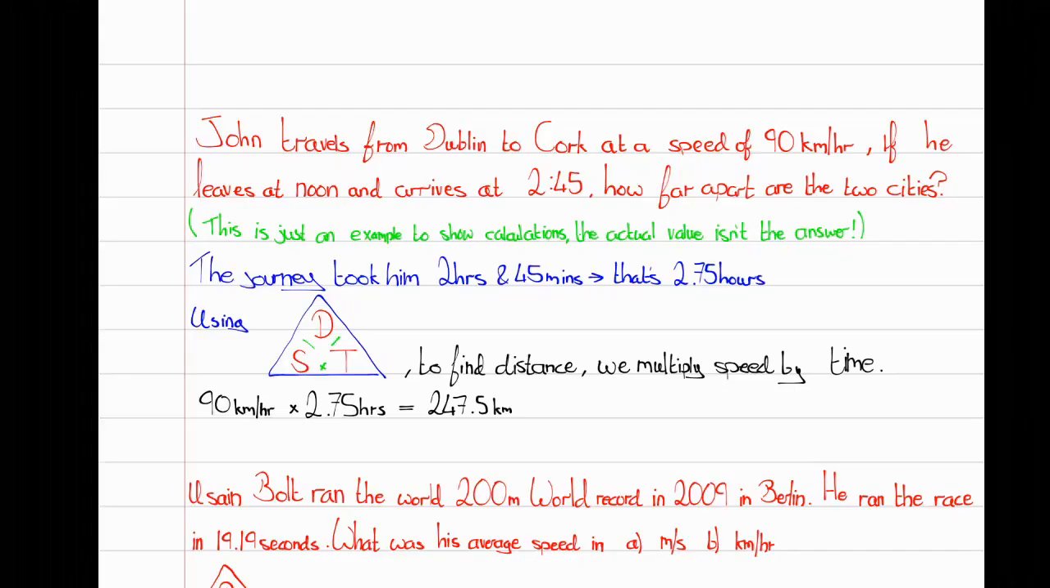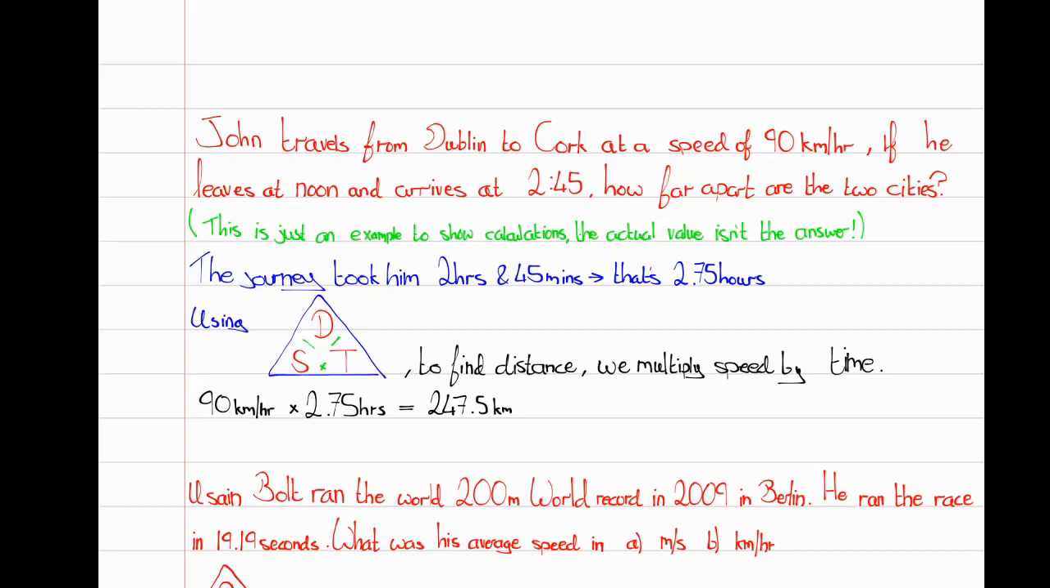In this video, we're going to be discussing distance, speed, and time. So our first example, John travels from Dublin to Cork at a speed of 90 kilometers an hour. If he leaves at noon and arrives at 2:45, how far apart are the two cities? We're told it took him 2 hours and 45 minutes.